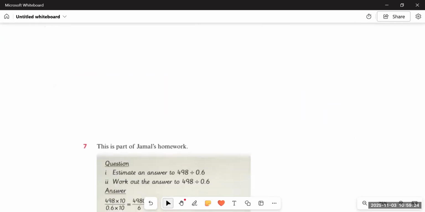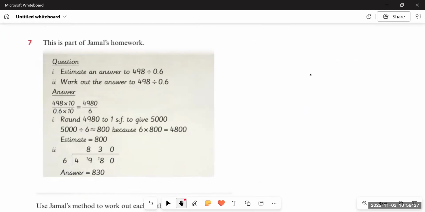Now the next question. This question says, this is part of Jamal's homework. First, we have to estimate. The question is: estimate an answer to 498 divided by 0.6. Whenever it comes to estimation, what are we supposed to do? We just have to round the first digit. So what are they doing? They multiplied 498 with 10. Okay, they multiplied both of them by 10. Then they rounded 4980 to one significant figure. Estimation means rounding off the given number to one significant figure.